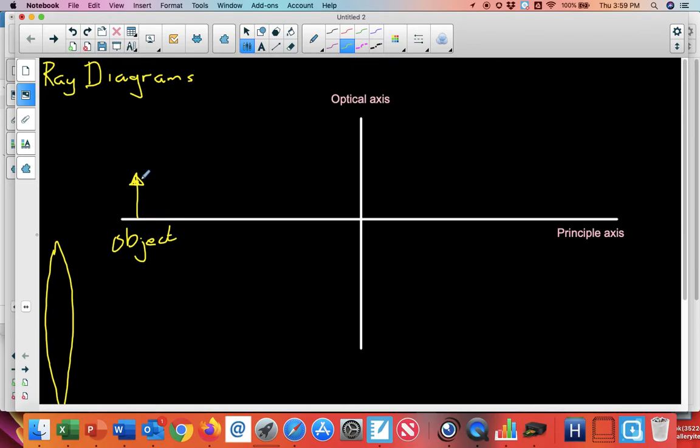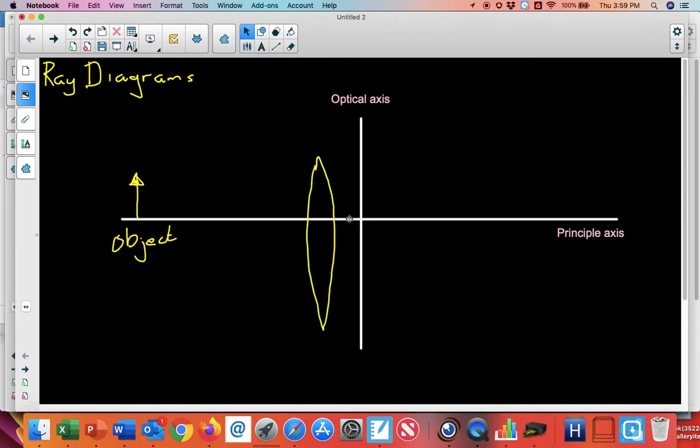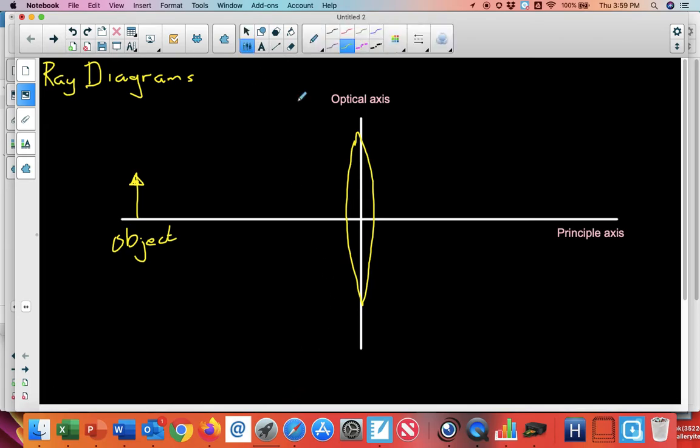But this object is just sitting there, and we need a lens, and we put the lens on what's called the optical axis. Okay, so I could do that. You would not believe how many times it took me to try to get a good drawing of a convex lens. And let me write that, convex lens. It's so hard. And even just writing the word convex was a challenge.